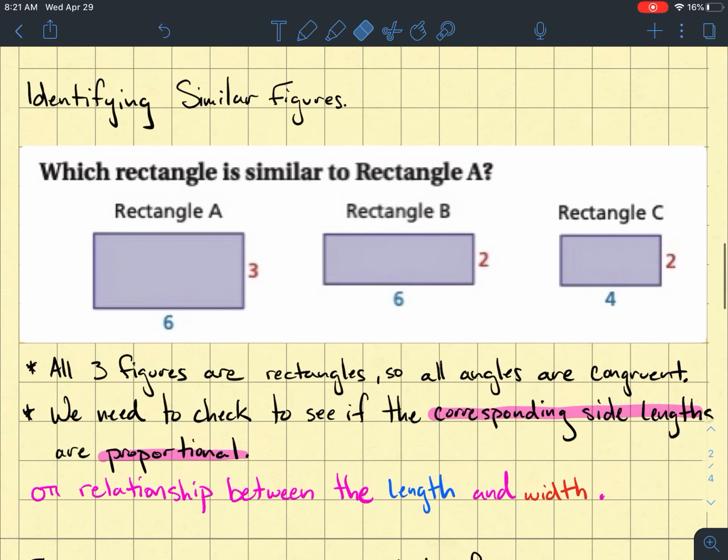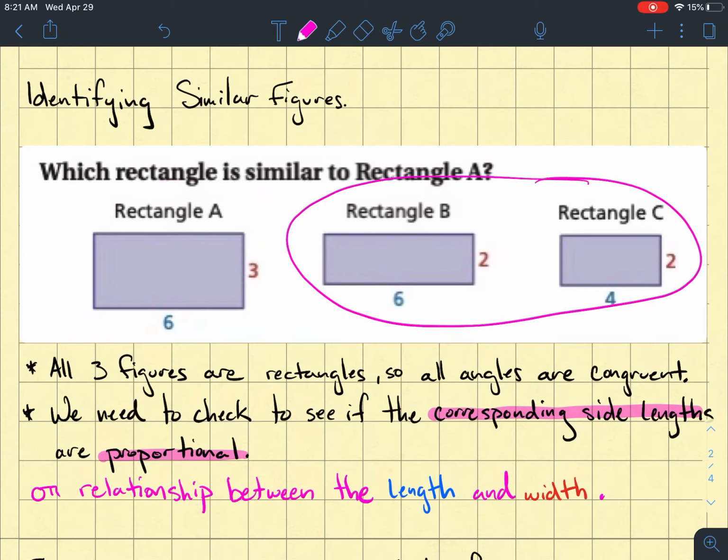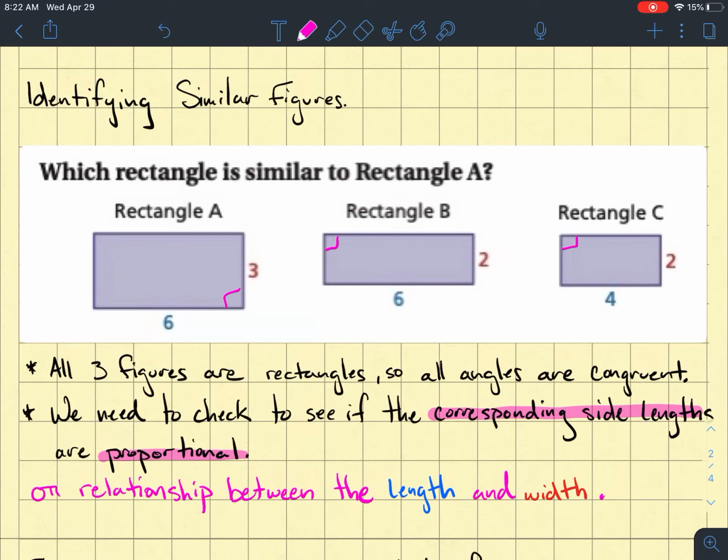So identifying similar figures. Which rectangle is similar to rectangle A? We're going to focus our attention on rectangle A, and we're going to see which of these rectangles is similar to A. All 3 figures are rectangles, so all angles are congruent, right? They're all 90-degree angles. All 4 angles of those rectangles are 90-degree angles. We need to check to see if the corresponding side lengths are proportional.